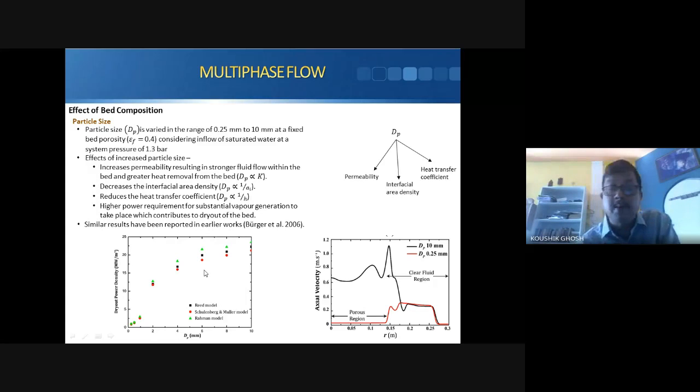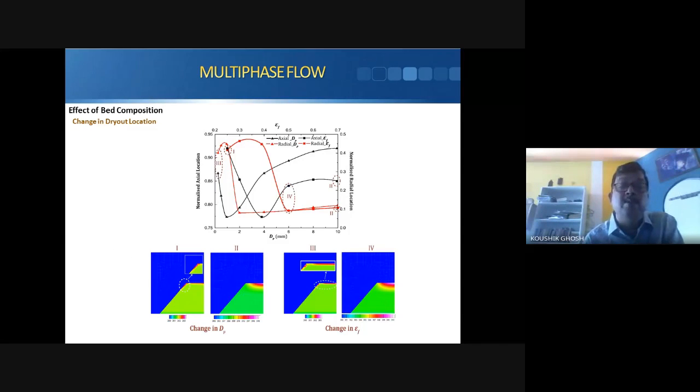Now you can see the effect of bed composition and how it changes the dry out location. You see the change in particle diameter from 1 to 2. When the particle diameter changes from 1 to 2, the dry out location, where the vapor accumulation and temperature rise take place, shifts from this corner to this part.